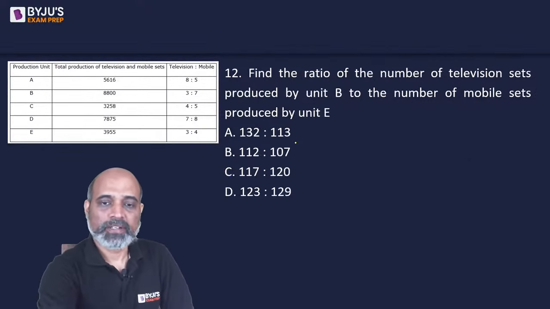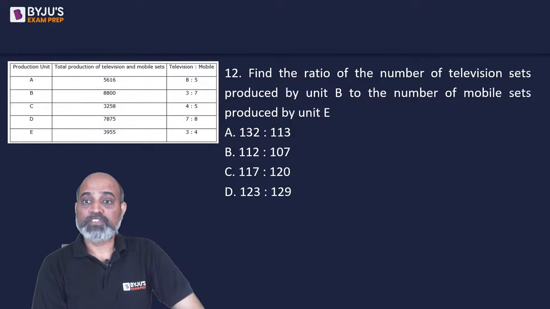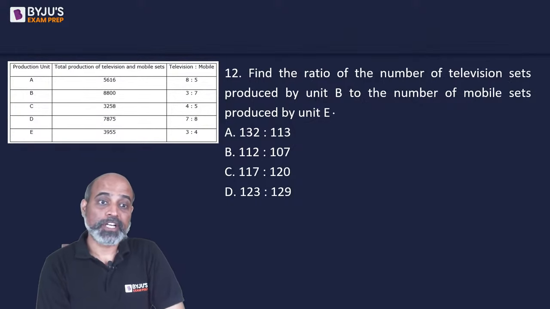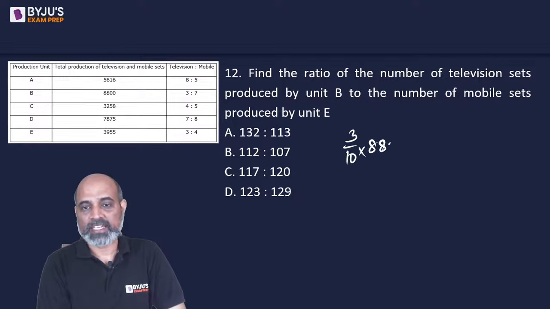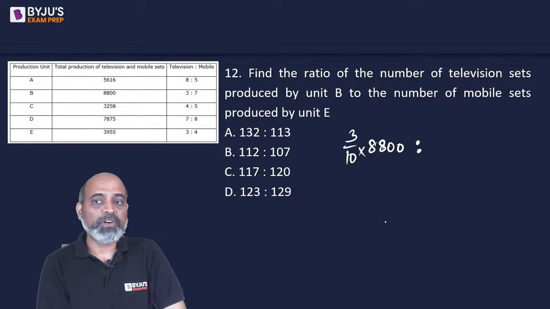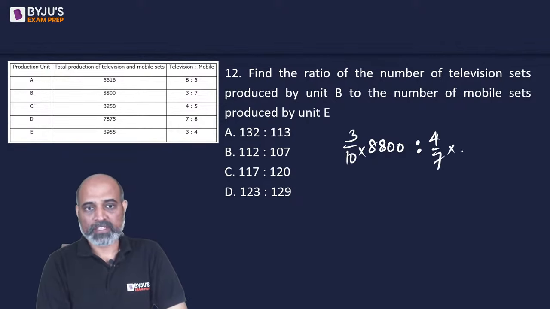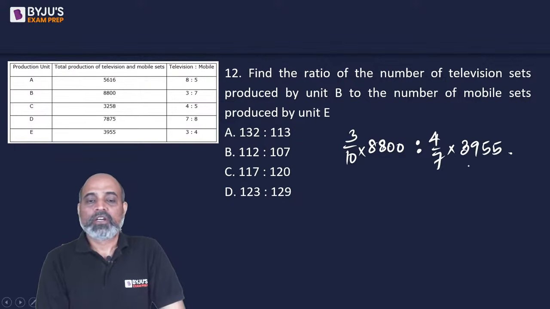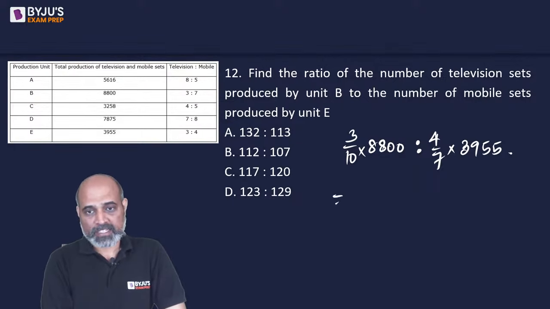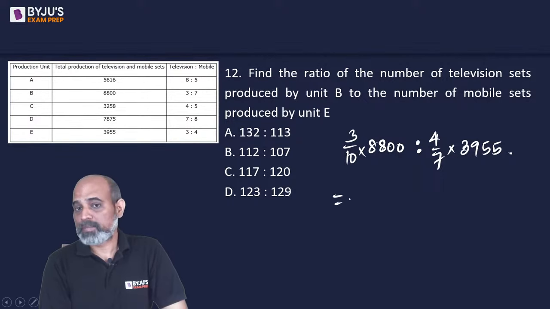Okay, next one. Find the ratio of the number of television sets produced by Unit B. Unit B television sets is 3/10 of 8800 to the number of mobile sets produced by Unit E, which is 4/7 of 3955. Now, this may look a little complicated, but it's not.